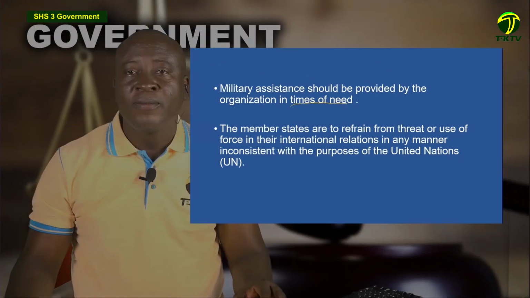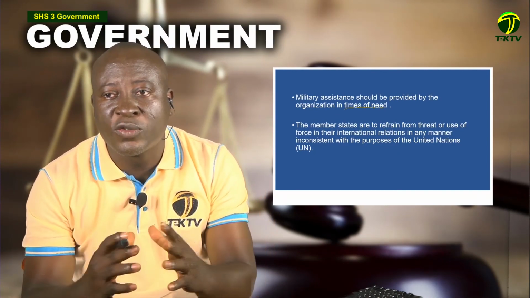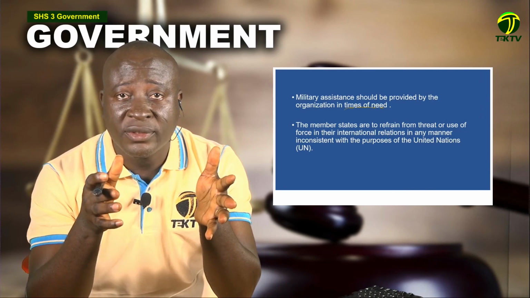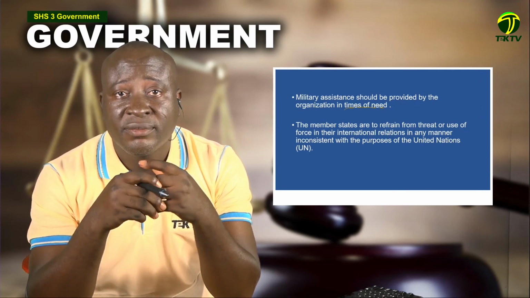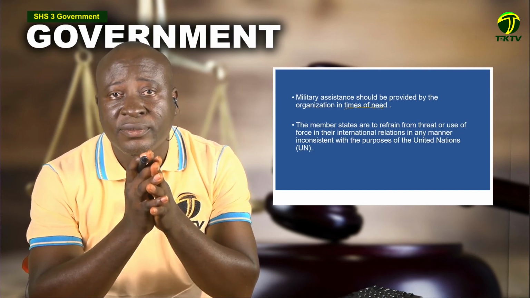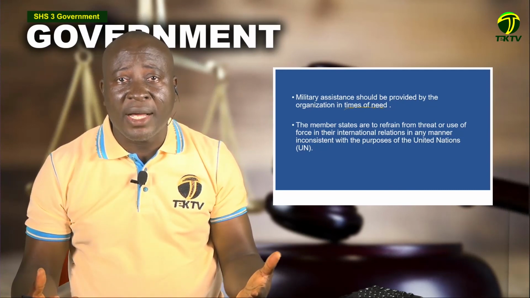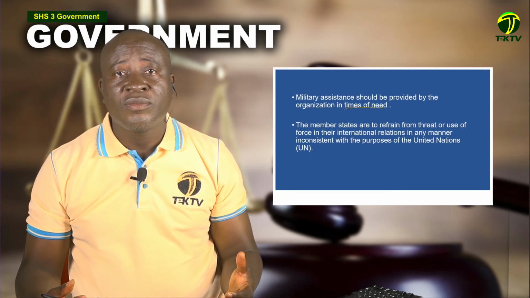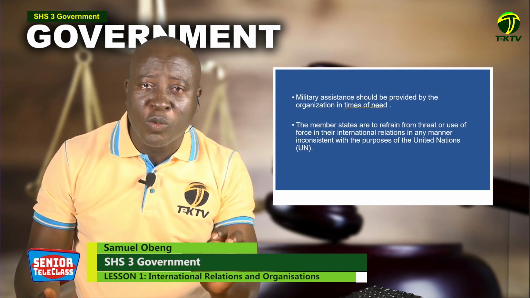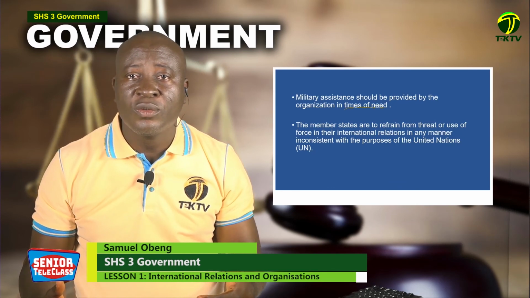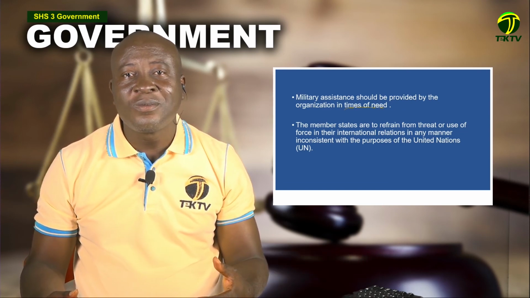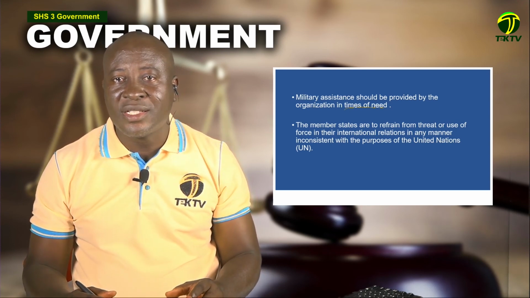So, these are the principles upon which the UN was formed. We've looked at the history of the UN, how the UN was formed, and what brought about its formation. We've also looked at the aims for the formation of UNO. If you're a country and you want to be a member of the UN, the criteria involved and the principles upon which UNO was founded. I hope you have enjoyed the lesson. We'll continue next time with the organs of the United Nations Organization.